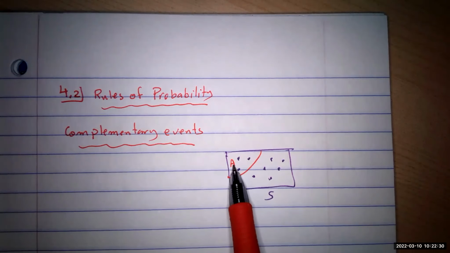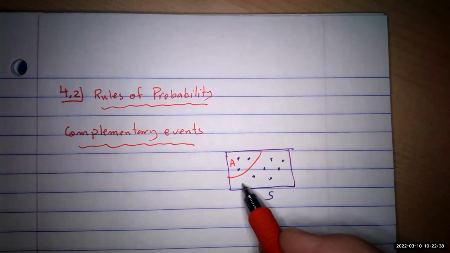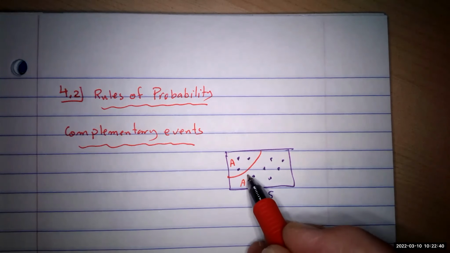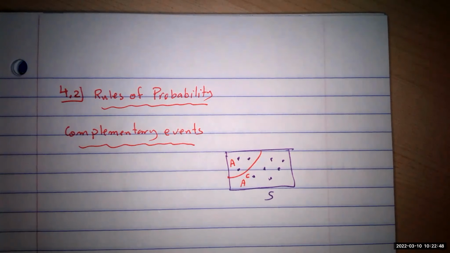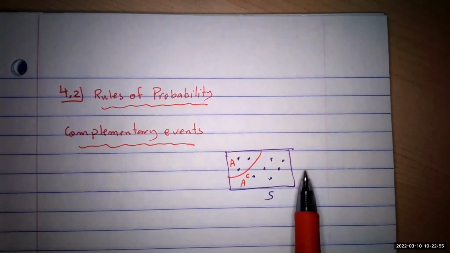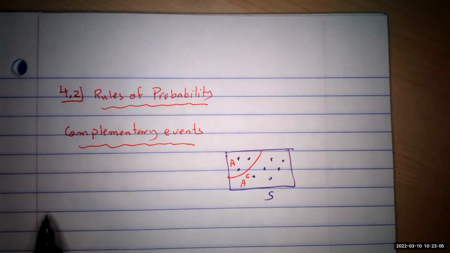Anything which is not in your event, this leftover, would form a new set. This set or event is going to be denoted by AC, and we call it the complement of A. Okay, so each event would have a complement. Any outcomes in the sample space which are not in your event are called the complement. So that's the definition of a complement of an event.